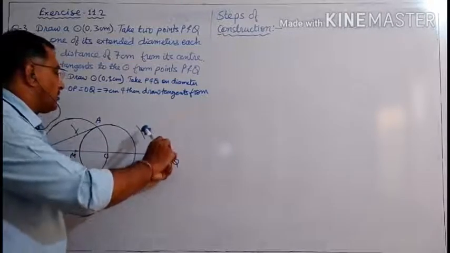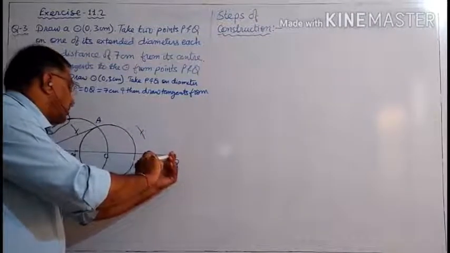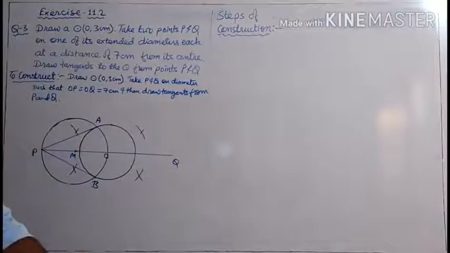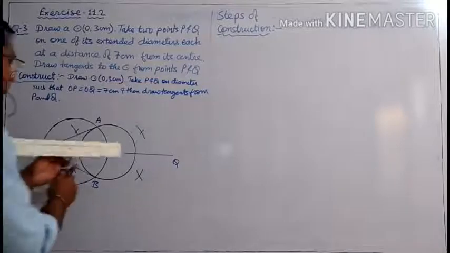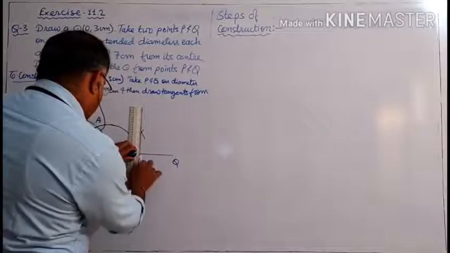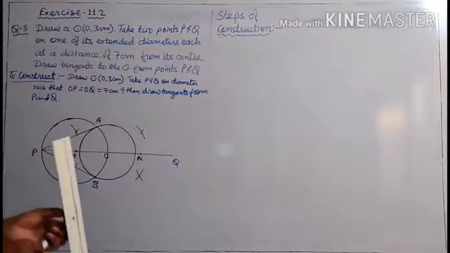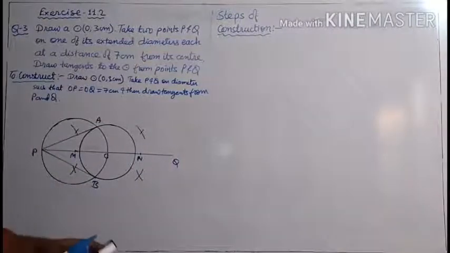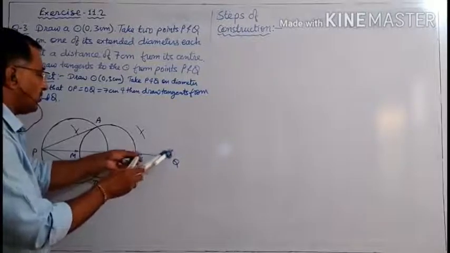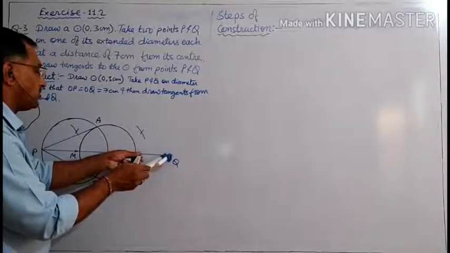Then taking that midpoint here as a center, we have to draw a circle. So here this point is N, a midpoint of OQ. So taking this midpoint N as a center, and the radius equal to the distance ON or NQ, we can draw the circle which intersects the given circle at 2 points C and D.